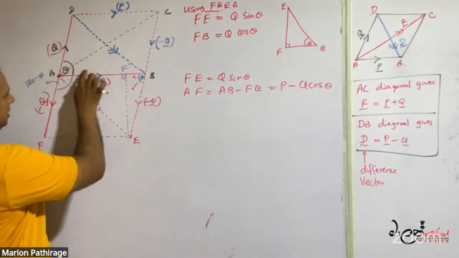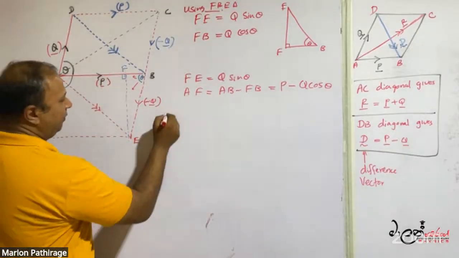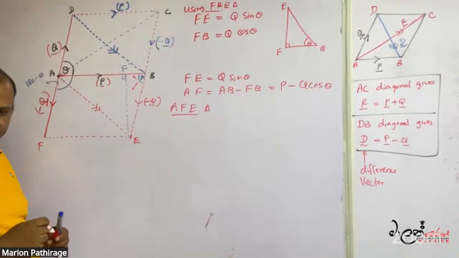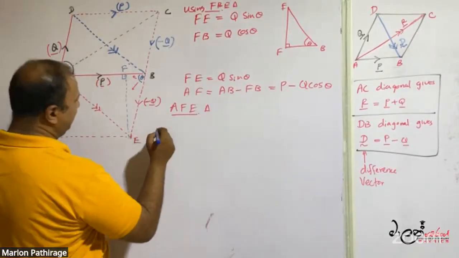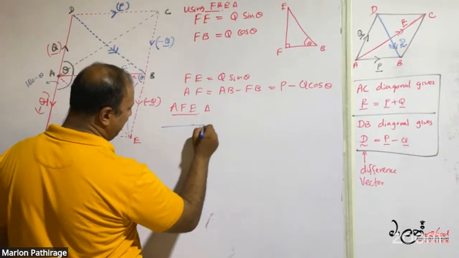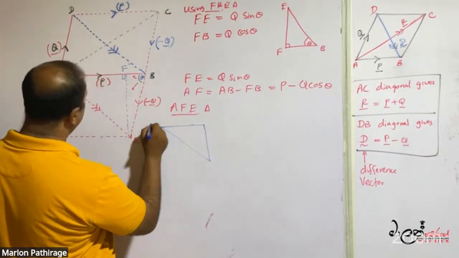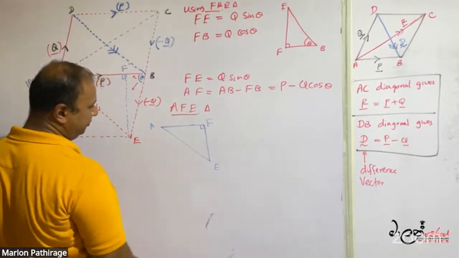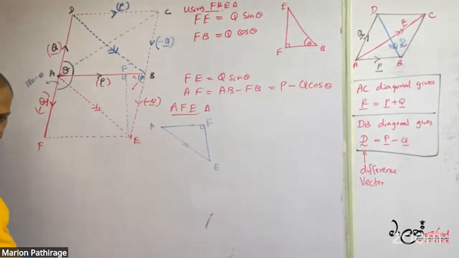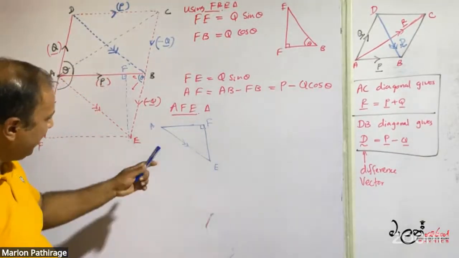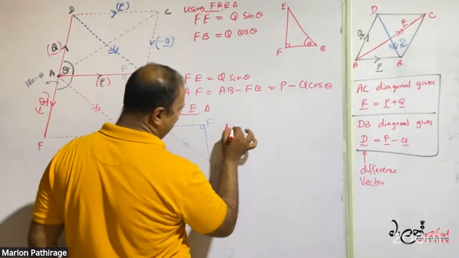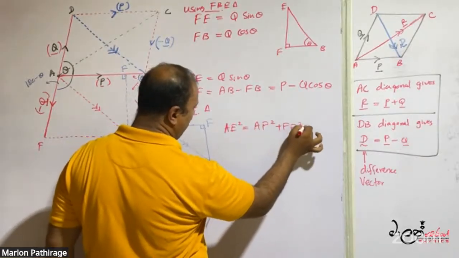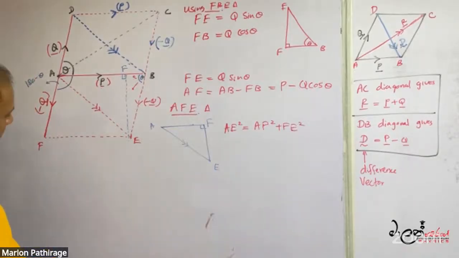Now, if you consider the AFE right angle triangle, it is very clear. It is something like this. AFE, AE. Therefore, AE squared should be equal to AF squared plus FE squared, by Pythagoras' theorem.